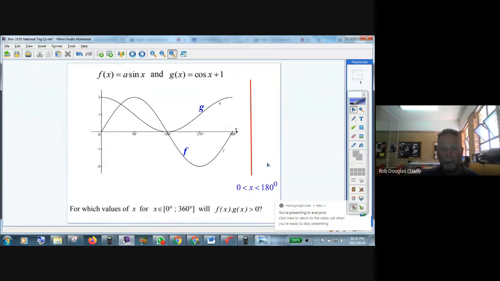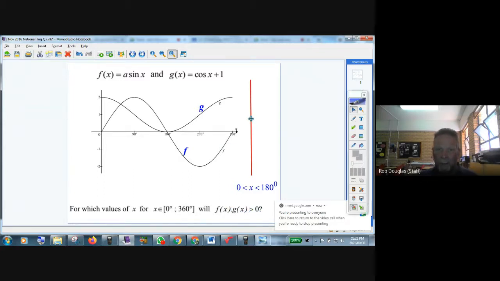Okay, we're back to this question. We're going to do the last two parts. We've got this wave, we've got F and we've got G, and it says for which values in this range from 0 to 360 degrees will F times G be a positive number greater than 0?